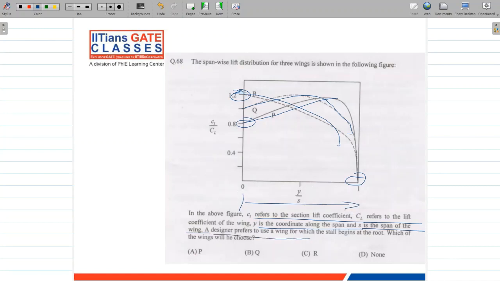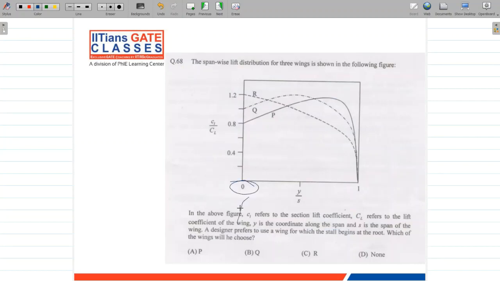A designer prefers to use a wing for which stall begins at the root. Which of the wings will he choose? So a designer wants to choose a wing where the stall will begin at the root, that is at the location 0. 0 is the root of the wing, and 1 is the tip of the wing. So he's asking, out of R, Q, P, which one should I choose so as to make sure that my stall begins at the root?